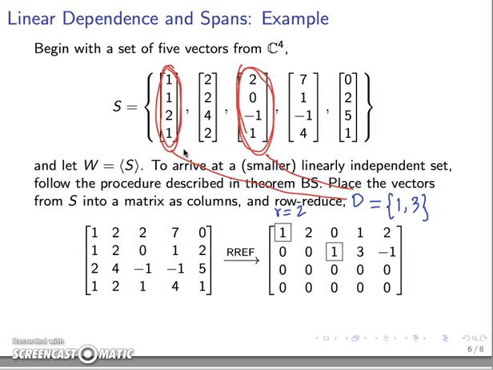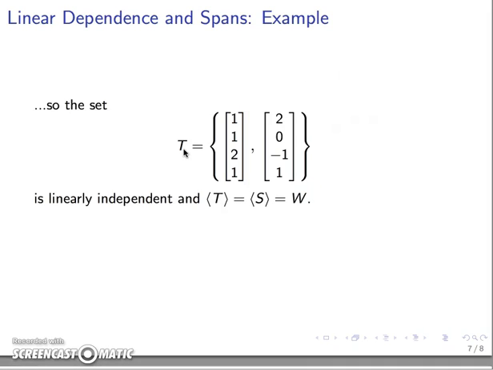A subset with only these two members will have the same span as the entire set. Remember, we were originally calling the span of S equals W, and because of the theorem that we're learning in this lecture, the subset with these two columns is spanning. So the span of this subset is exactly equal to the span of the entire set, and this is also a linearly independent subset.